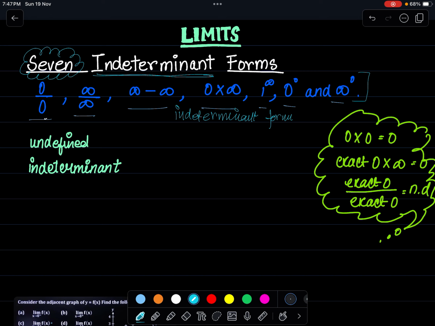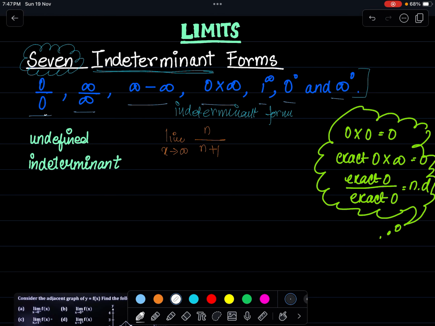Now when I write infinity by infinity, for instance, it does not mean exactly infinity by infinity. Let me explain to you with an example. For example, I have to find the limit of n by n plus 1 as n tends to infinity. When I apply the limit to the numerator, n is tending to infinity, so where will this n go? It will also go to infinity. And where will n plus 1 go? It will also go to infinity, because if I add just 1 to infinity, it is still infinity. So I get an infinity by infinity form.